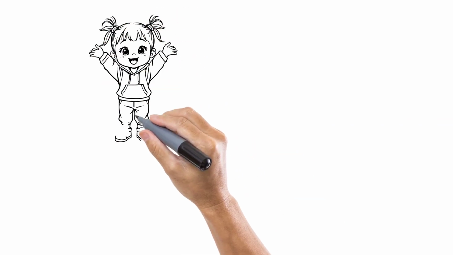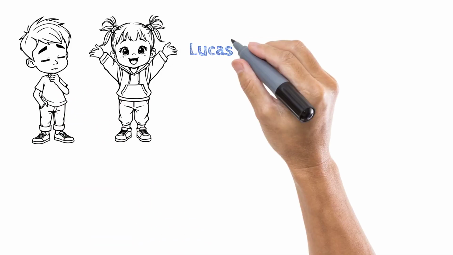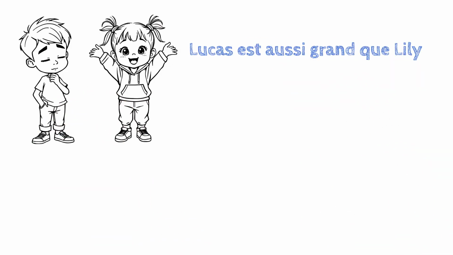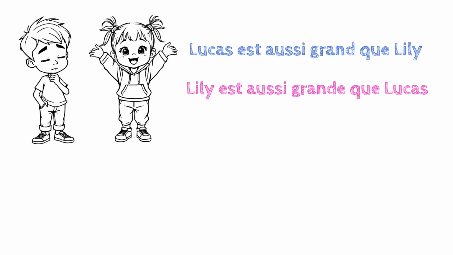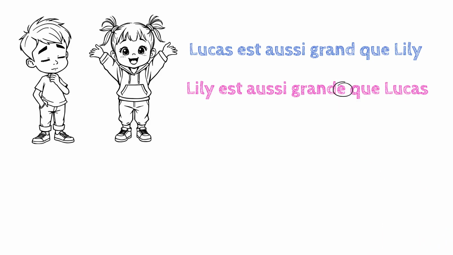But if we want to describe two things that are the same, like Lucas and Lily here, we would say Lucas est aussi grand que Lily. Lucas is as tall as Lily. Or we would say Lily est aussi grande que Lucas. Not forgetting to add that extra E because Lily is a girl.